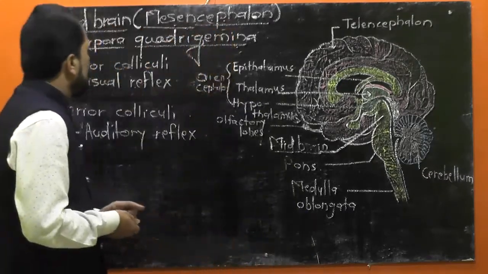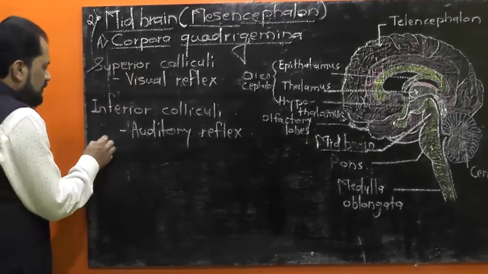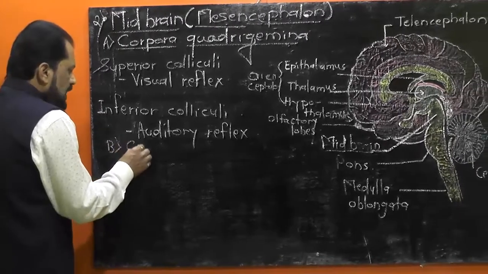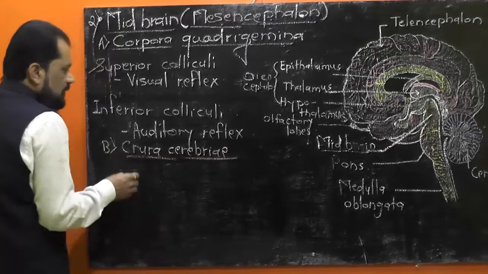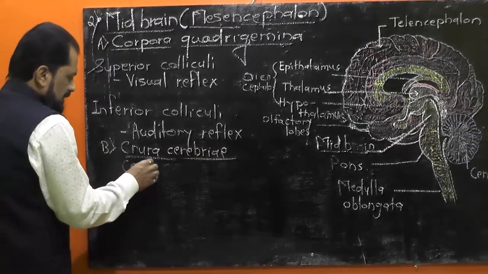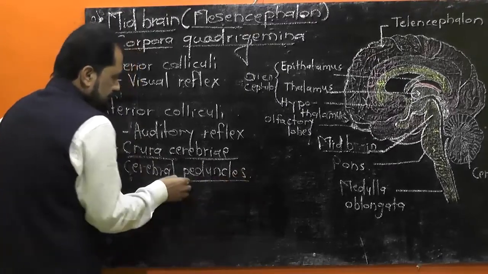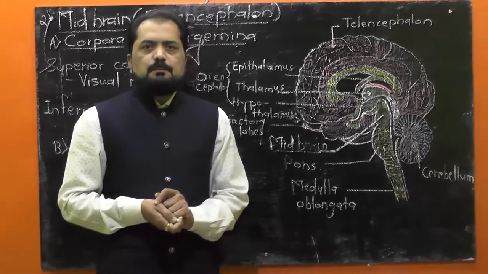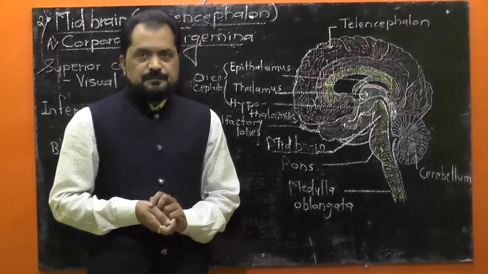Well, so here we have seen about the corpora quadrigemina. Now the second component of midbrain is crura cerebri. It may be known as cerebral peduncles. Cerebral peduncles. These are a pair of two thick nerve tracts.